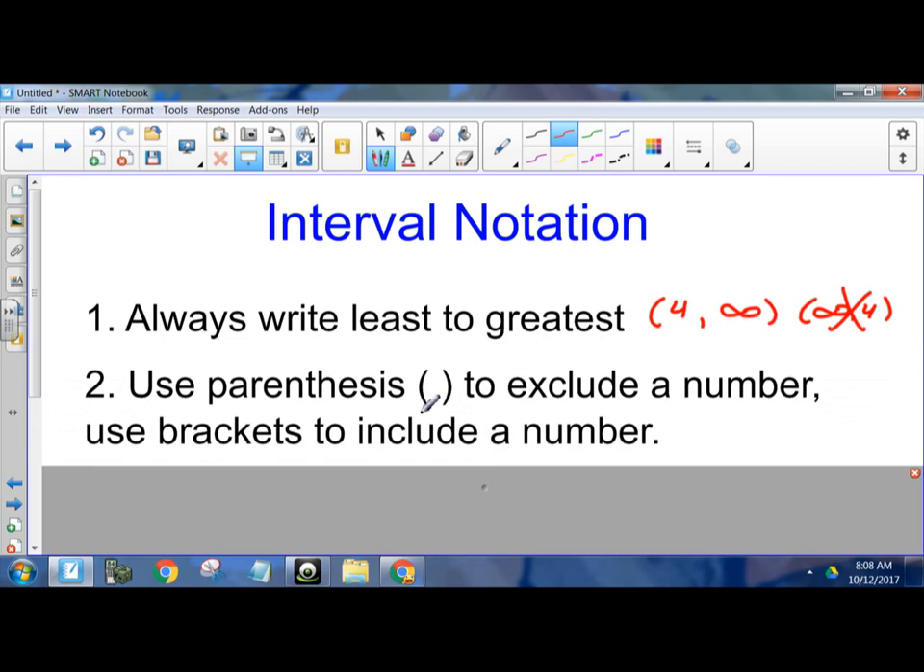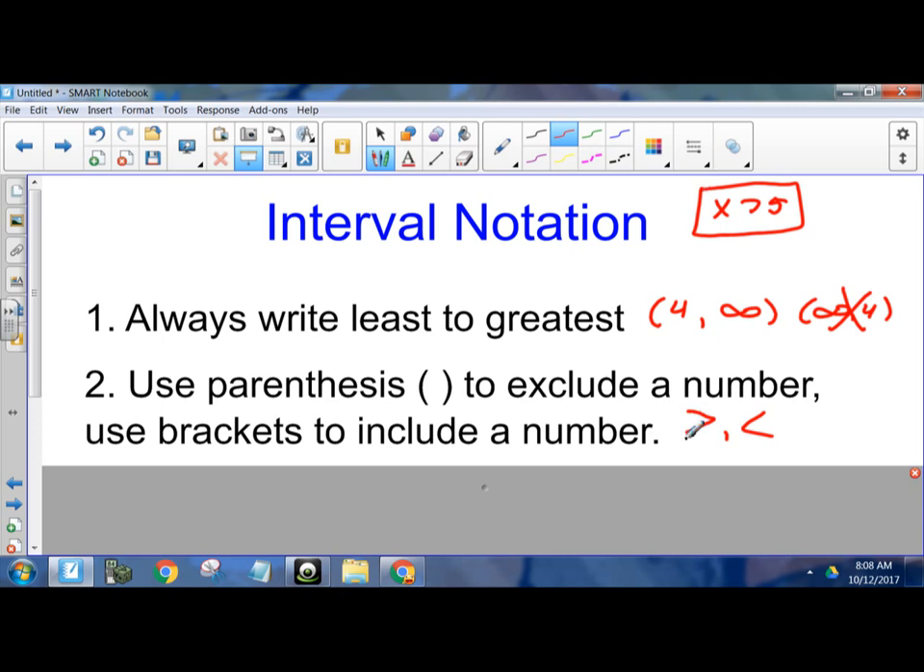Step 2, you're going to use parentheses to exclude a number. So if a set does not include a number, that number is going to be in a parenthesis, and you're going to use a bracket to include a number. So if there's a number that's included in a set, you're going to want to use a bracket there. This comes into play when we're talking about our inequalities. So a greater than symbol and a less than symbol. These do not actually include the number that we're talking about. For example, if we talked about x is greater than 5, 5 is not included in my set. I'm talking about everything larger than it: 5.1, 5.2, 5.3, and so on and so forth.